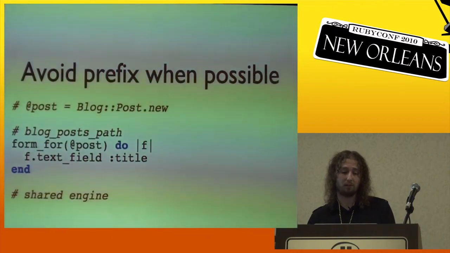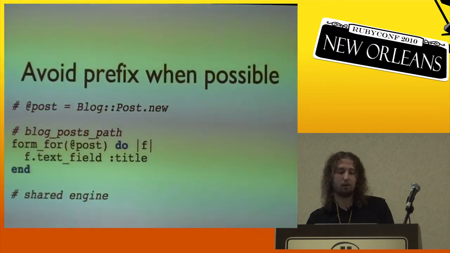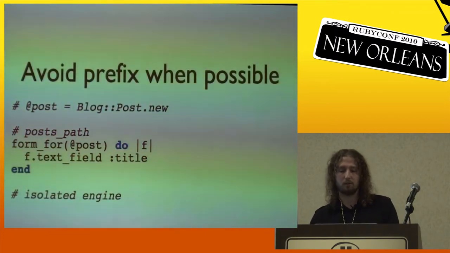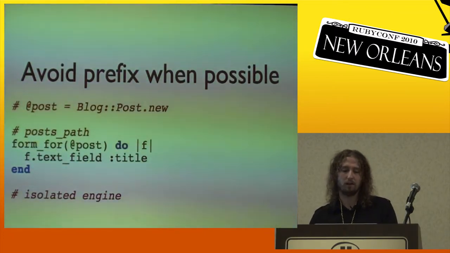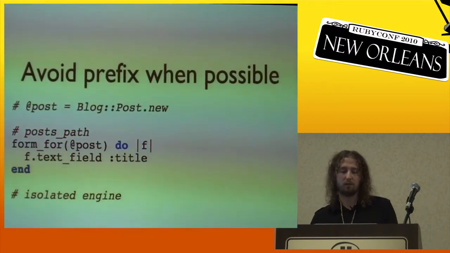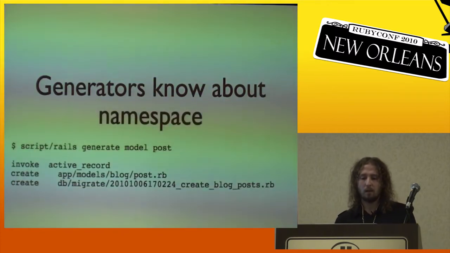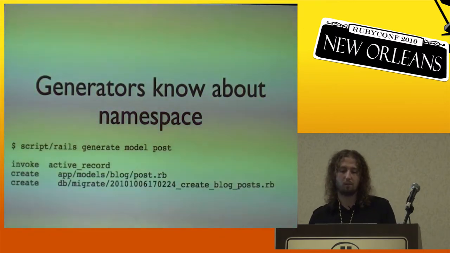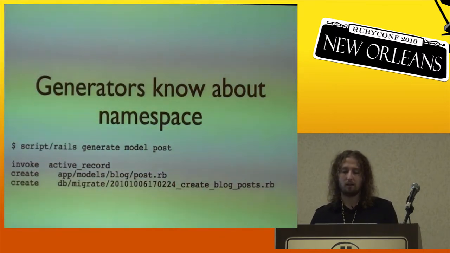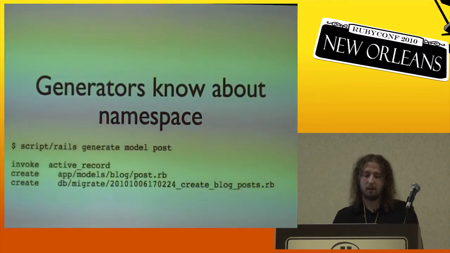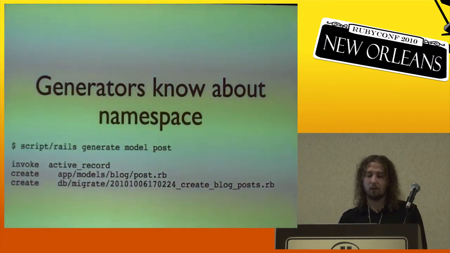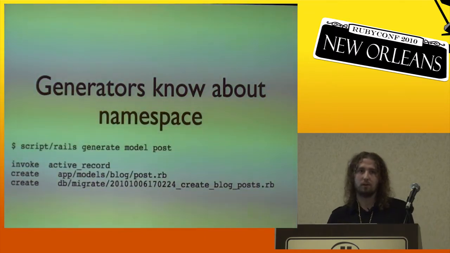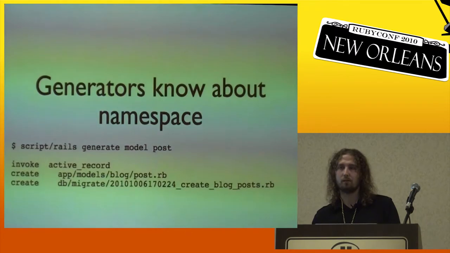The same with paths. Normally, we would have to write blog underscore posts path, and in the isolated engine, you can just use posts path. So it's much easier to do that. You don't have to write prefixes everywhere. And also generators know about namespaces. When you generate a model, for example, in an isolated engine, it will generate a model inside the namespace and will automatically create a migration with a namespaced table, so we don't have conflicts in the database.